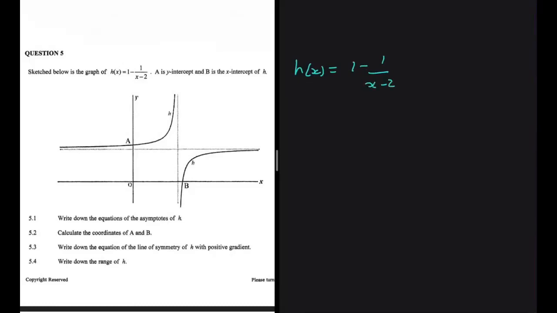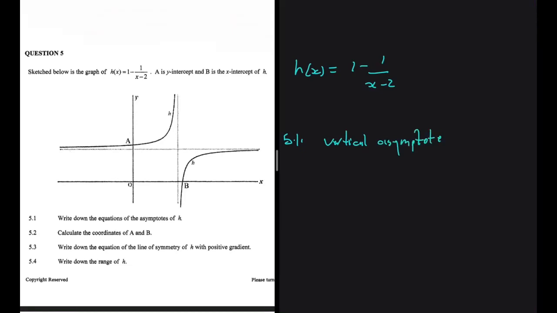Right. And then at A, we have a y-intercept, and then at the point B, we have our x-intercept of h, right? And then 5.1 is saying, let's write down the equations of the asymptotes of h. So we have the vertical and the horizontal asymptote. Let's start with the vertical.